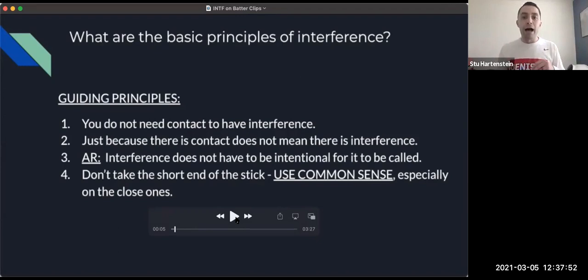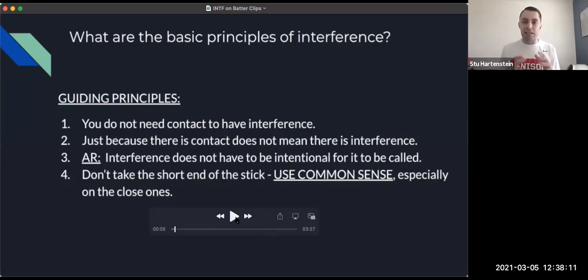In our approved ruling here, interference does not always have to be intentional for it to be called. I should probably have the word always in on this slide. So it does not always have to be intentional for it to be called, but there are some situations in which the rule book specifically says the interference does have to be intentional. And we'll talk about that over the course of the next few weeks.